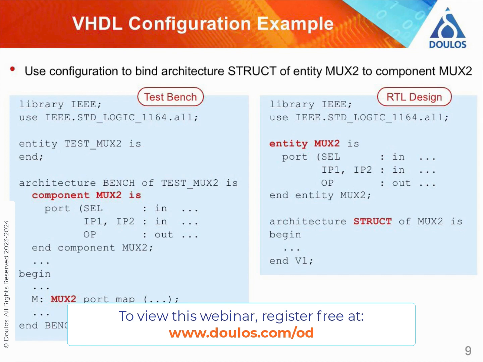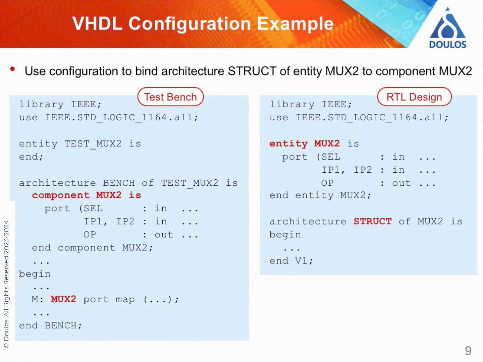So what does a VHDL configuration actually look like? Imagine we have our entity mux2, and we also have a test bench that's going to check whether mux2 is doing what it's supposed to. We can use a component instantiation here to put the instance of mux2 into our test bench.